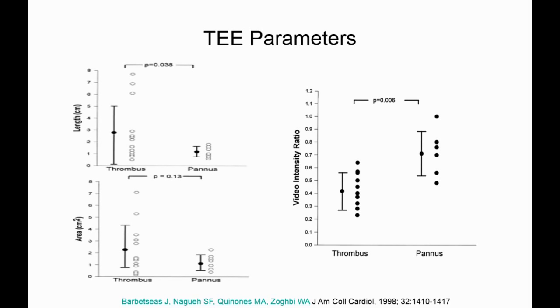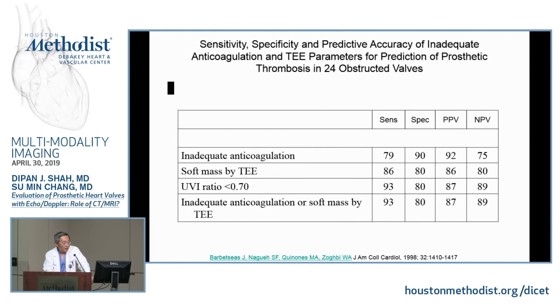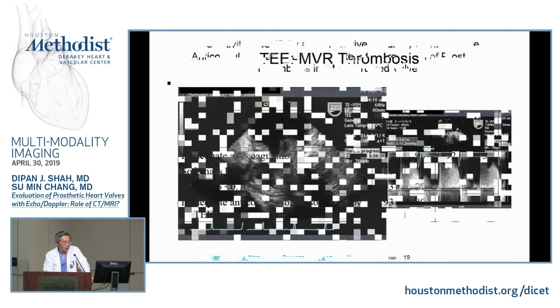So size matters. If the length and area is large, most likely clot is bigger than pannus, and the video intensity ratio is a little bit higher with pannus and lower with thrombus. Kind of similar to what we observe in CT. Okay, and so this is again the sensitivity and specificity of the different echo parameters. But one of the most important things is the level of anticoagulation. If the patient is not adequately anticoagulated, most likely it is due to thrombus.